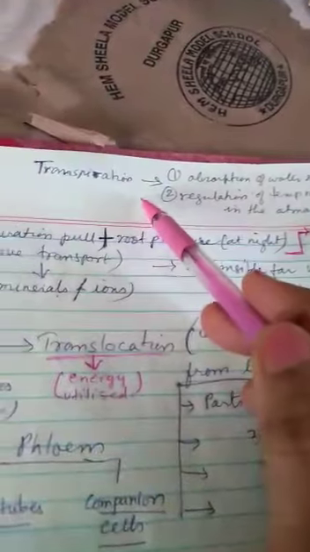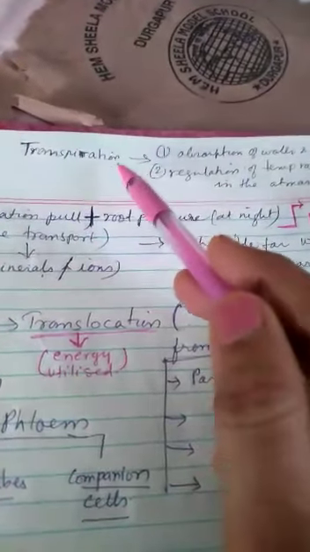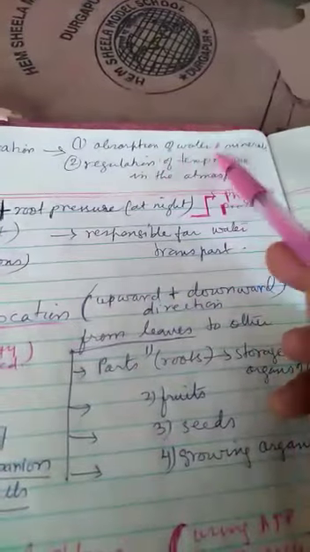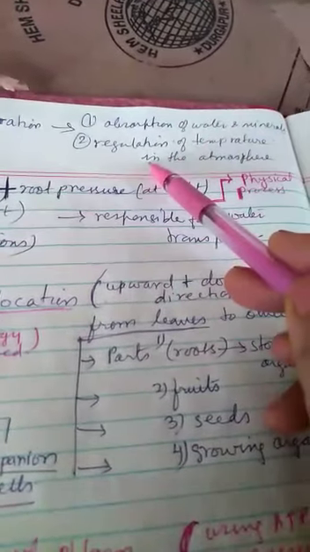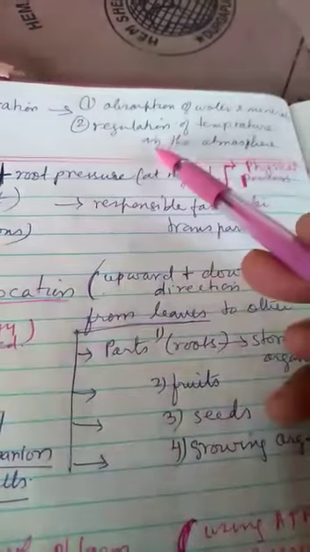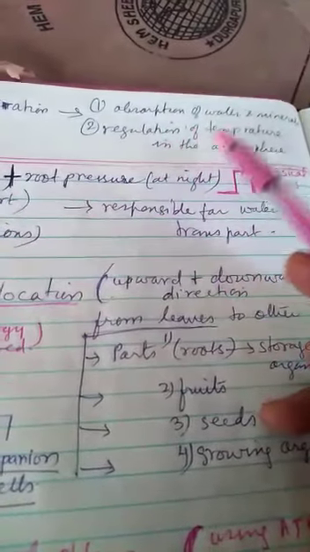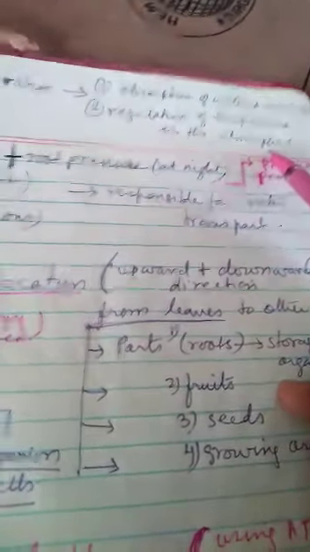Okay, let us discuss the role of transpiration, the function of transpiration. The transpiration pull only helps in the absorption of water and minerals. And the second function is regulation of temperature in the atmosphere. As water changes into vapor, it absorbs the heat energy. In that way, it helps in the regulation of temperature in the atmosphere.